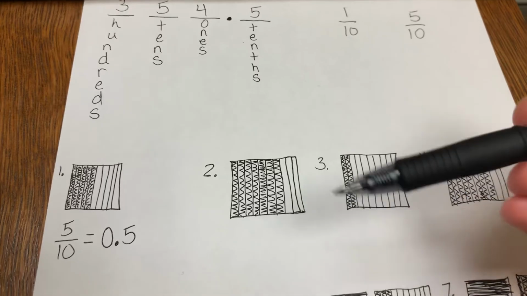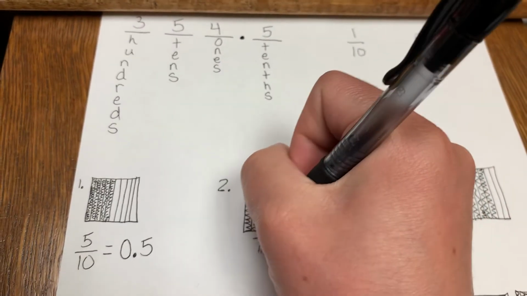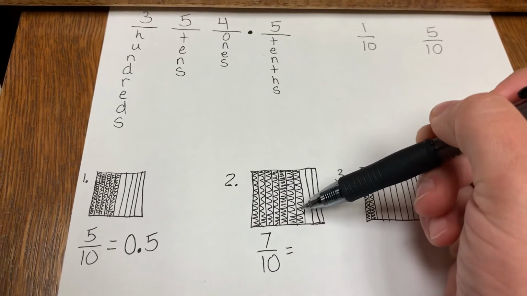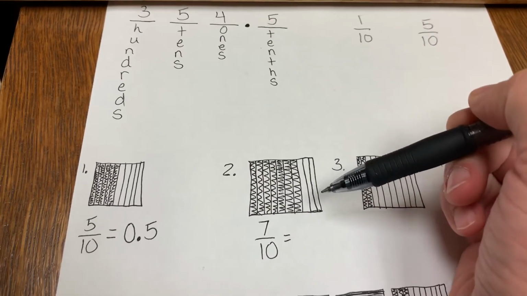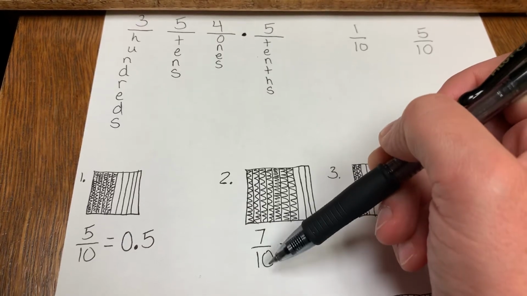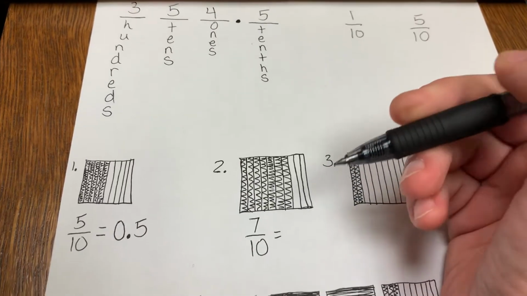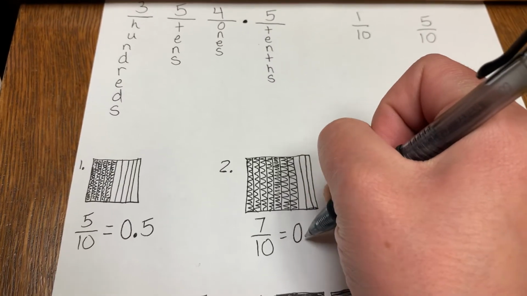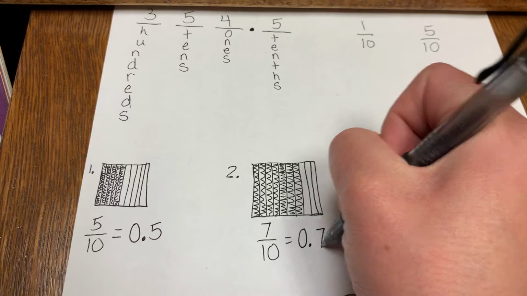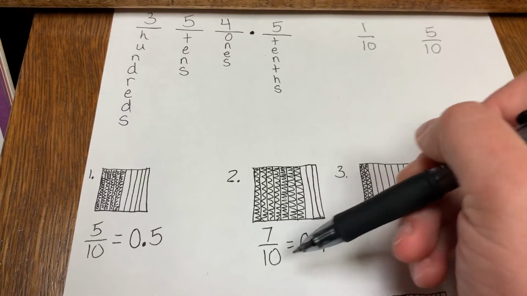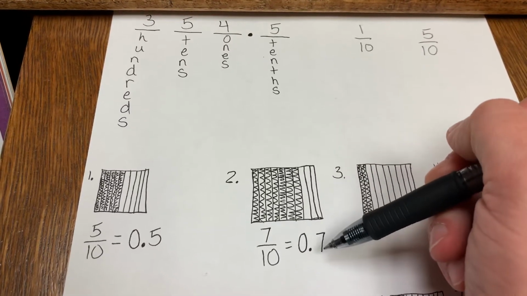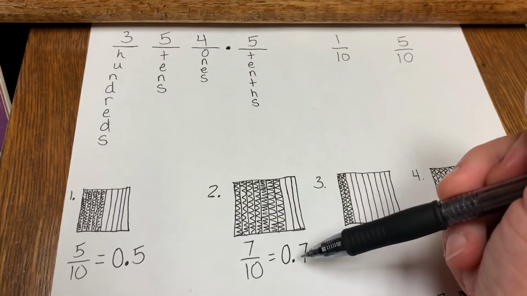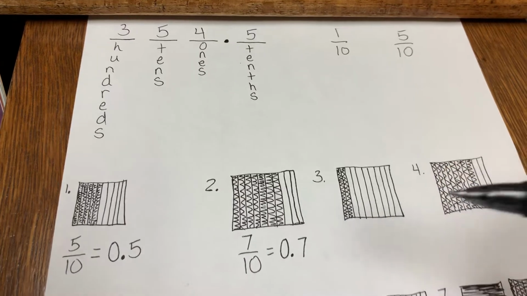Number 2 shows 7/10. I already shaded in 7 of the pieces out of 10 total. That means this decimal will be 0.7. So 7/10 is equal to 0.7. There's nothing in the ones place, and then there's 7/10 here.